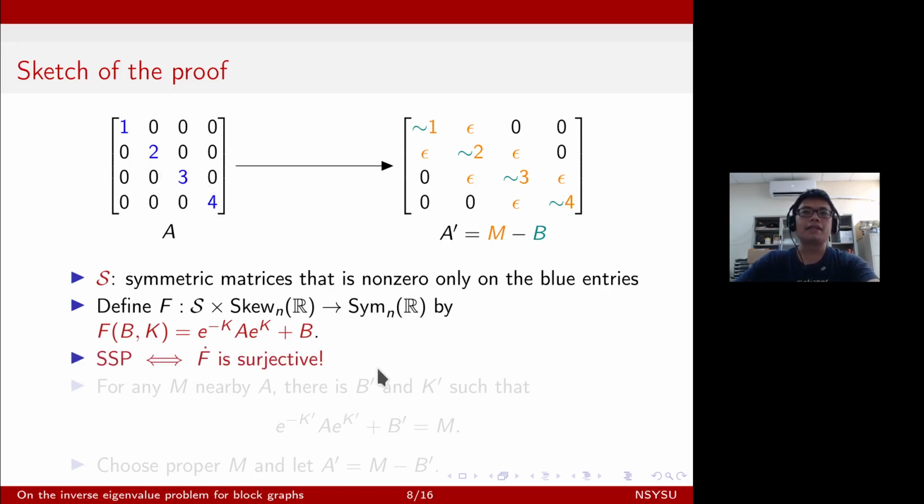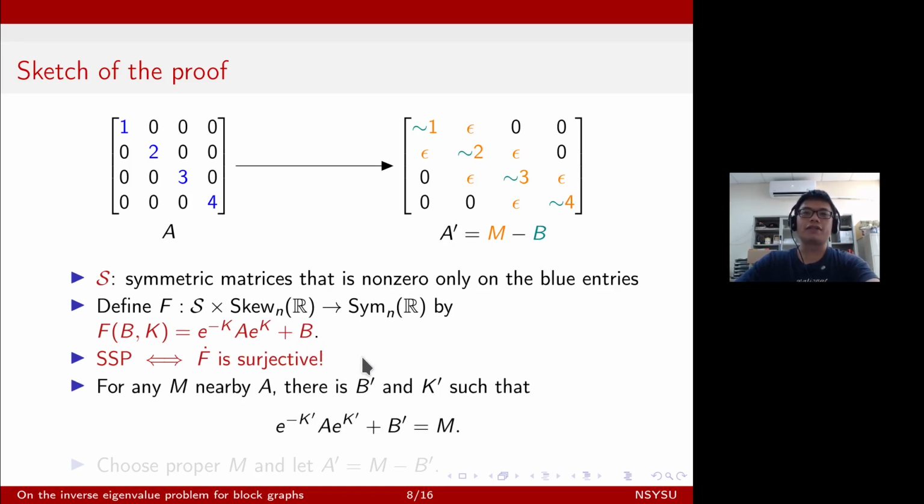Okay, and the mysterious SSP just says that F prime, or F dot, is surjective. We're not going to prove this, but just take it as a definition if you wish. The SSP, which we haven't defined, basically guarantees that this particular function is surjective when k is equal to 0 and b is equal to 0.